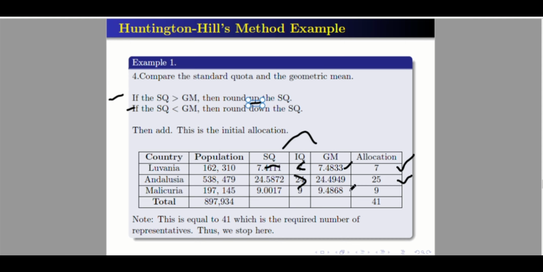And last, for Malicuria, we have 9.0017. The other one is 9.4868. Obviously, the relationship is less than because SQ is really less than GM. So we will follow the second statement. So we will round down our standard quota. So round down, this will become 9. Okay, and then we add. We have 7, 25, 9, and 41. So this is now equal to 41, which is the required number of representatives. So we stop here.